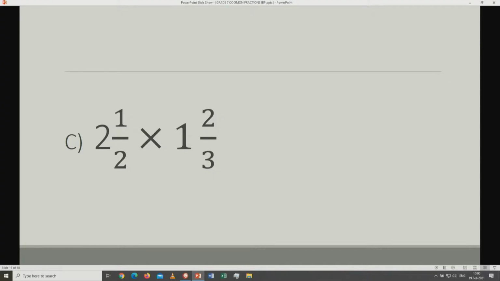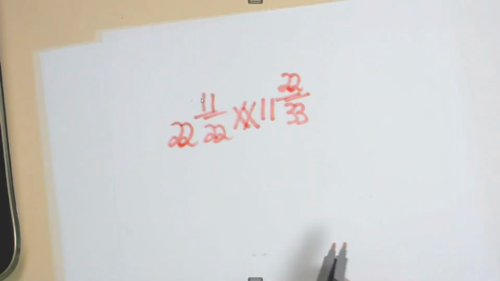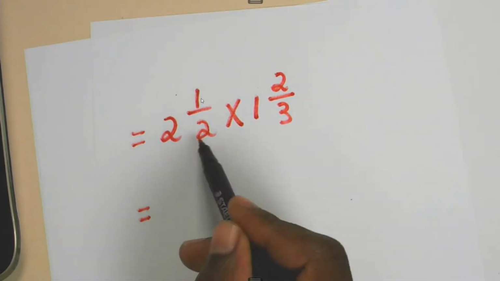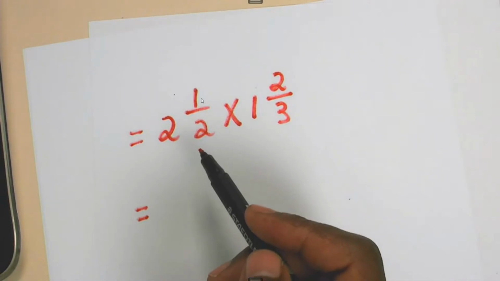The last part, guys, is for us to multiply the mixed numbers. Now, when we multiply the mixed numbers, guys, remember, the same objective that we were using for when we were adding and subtracting common fractions and mixed numbers, it could be applicable as well. Let's take it for example. We've got 2 1/2 multiplied by 1 2/3. First objective, guys, remember, change this mixed number into an improper fraction.